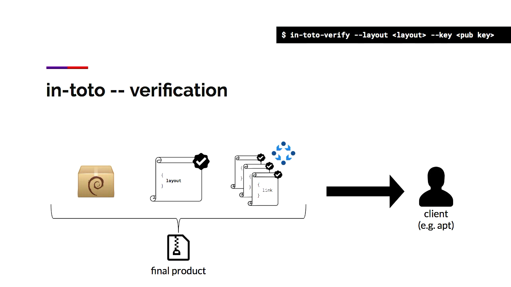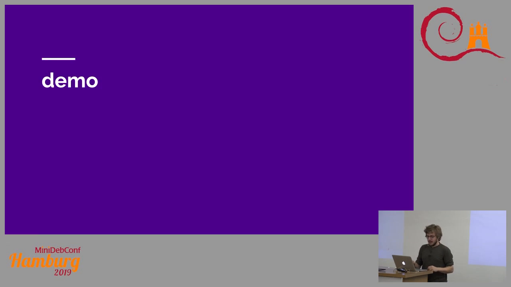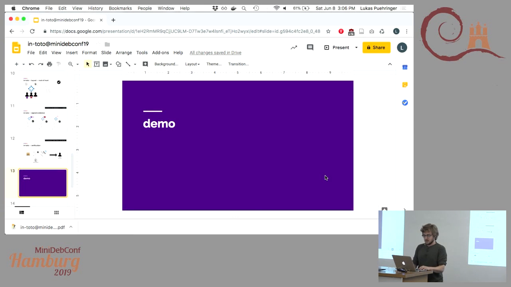And when we want to verify it on the client, we just grab all the evidence files, the link files from the rebuilders. We take the layout. It's, as I will show you, the best way to handle this, the layout is already on the client. It could be installed with apt. And it takes the package from some mirror and runs the in-toto verification routine. And I have prepared a demo for this.